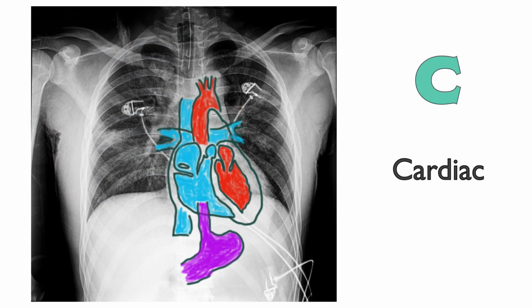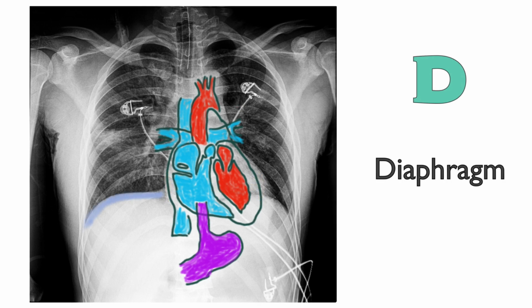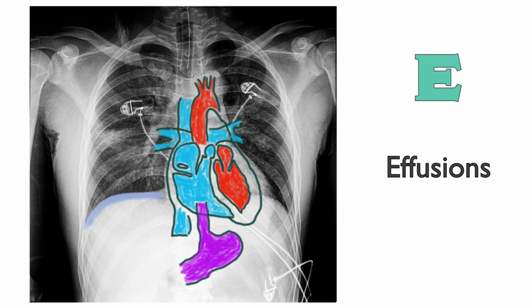C is for cardiac. Here you see the heart. You need to identify the heart borders. The heart should not take more than 50% of the diameter of the chest. D is for diaphragm. You want to see if the diaphragm is flattened or if there's any free air under the diaphragm. E is for effusions.